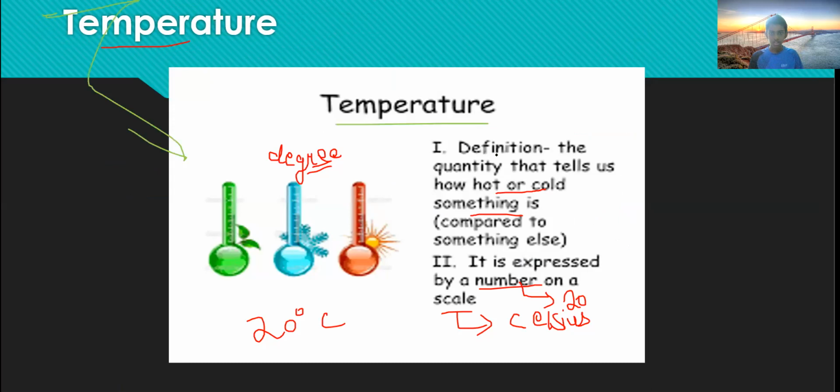Now we will learn about temperature. Temperature is the quantity that tells us how hot or cold something is. It tells us the degree of hotness or coldness of a body. For example, you can say that today's temperature is 20 degrees Celsius. It means that it is expressed by a number on a scale. Scale means nothing but a unit.